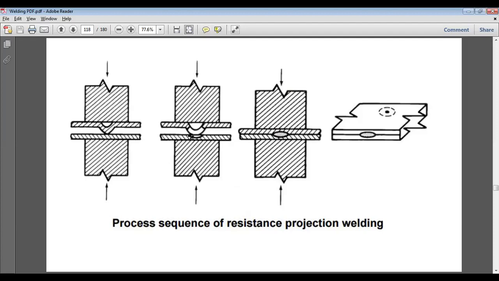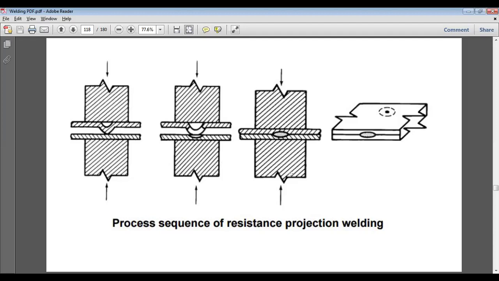Application-based accessories like nuts and bolts. Nuts are provided with extra projection and they basically melt and fuse with the sheet, and this way the nuts become part of the sheet, and so we can apply bolts on them rather than separate this. They become an entire entity with the parent metal.